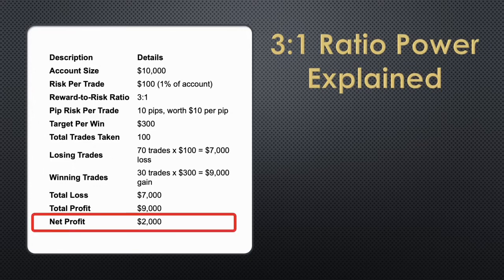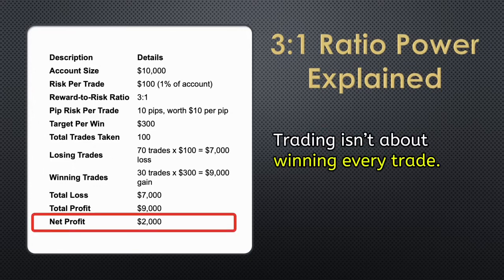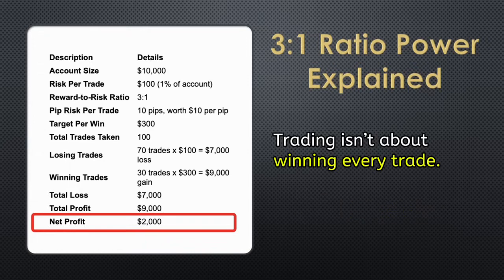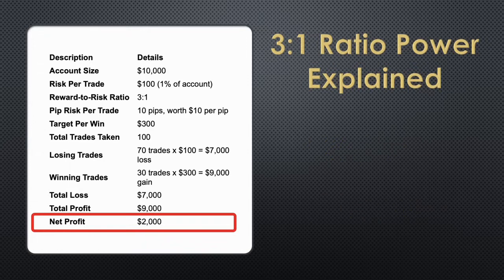The key takeaway here is that trading isn't about winning every trade. It's about managing your reward to risk ratio. As long as you follow a strategy with a high reward, compared to your risk, you can lose most of your trades and still come out a winner. The 3 to 1 reward to risk ratio works because it allows your winners to far outweigh your losses. It's about staying disciplined, accepting that losses are part of the process, and letting your winners run.